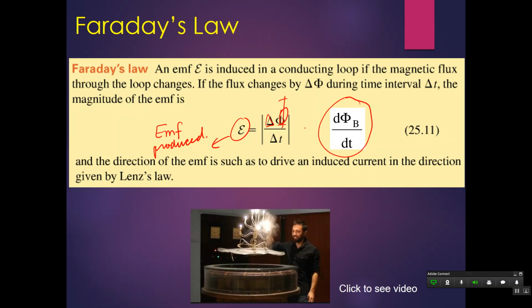Well, I guess you can say that they're equal, but this is going to be for big changes and these are for small changes, for small deltas. E is electromotive force, EMF. We're going to need to know a little bit about direction, and that's going to be Lenz's law, and we're not there yet. So this is just Faraday's law. Faraday's law says that when there's a change in magnetic flux, there's going to be an induced EMF, which is going to induce a current.